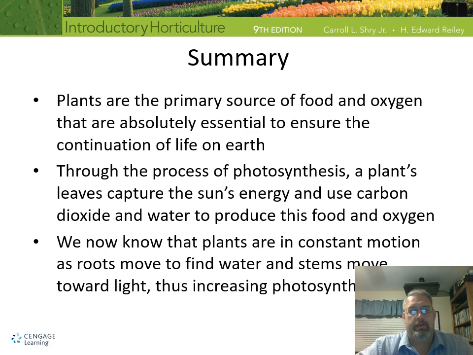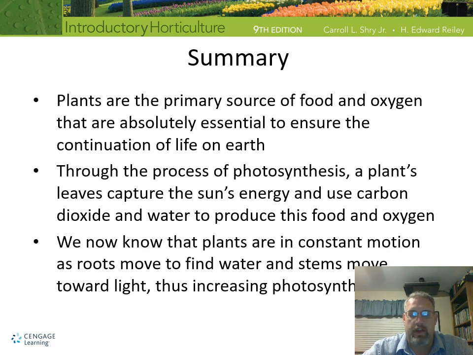So, in summary, we talked about plants being the primary source of food and oxygen. They do this through a process called photosynthesis. The plant's leaves capture the sun's energy. They use carbon dioxide and they produce a simple sugar, or a food source.